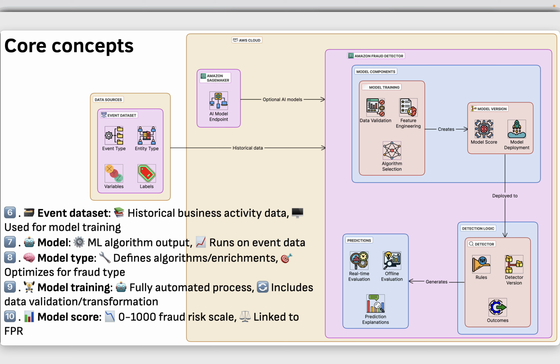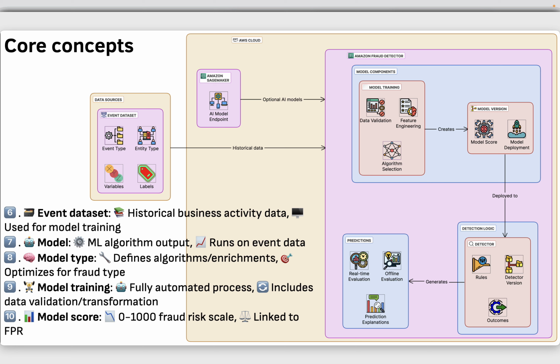Number 8 is model type, and this defines the algorithms, enrichments, and feature transformations that are used during model training. It also defines the data requirements to train the model. These definitions function to optimize your model for a specific type of fraud. You specify the model type to use when you create your model. Ninth one is model training, and this is the process of using a provided event dataset to create a model that can predict fraudulent events. All steps in the model training process are fully automated. These steps include data validation, data transformation, feature engineering, algorithm selection, and model optimization.